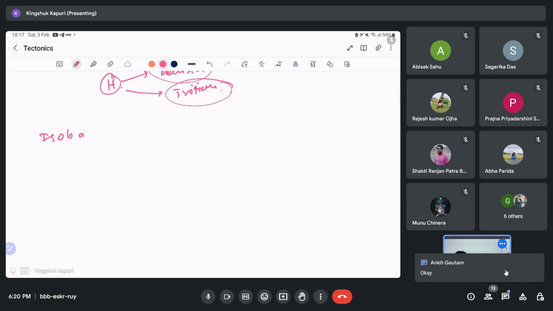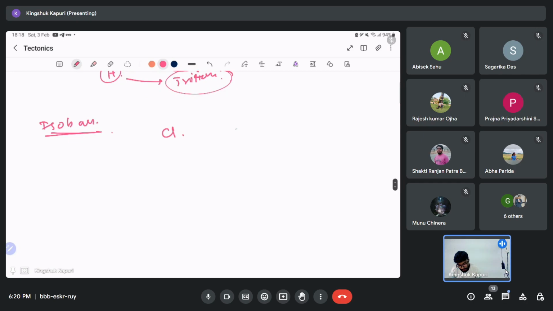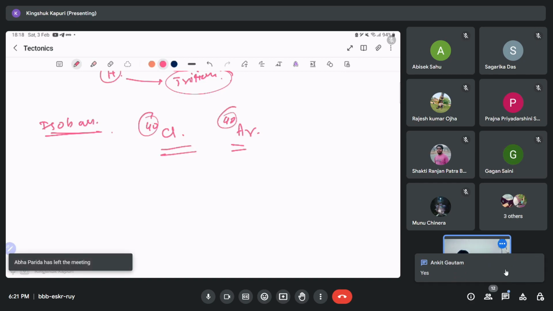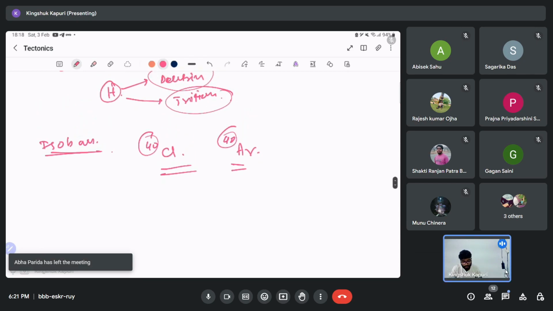And isobars. In the case of isobars, the elements are different. It may be, for example, not hydrogen, it may be chlorine, it may be argon, right? But the nucleons, that is the mass number, is the same. There may be a mass number of 40 for chlorine and also 40 for argon. So the atomic number tends to be different, but the mass number tends to be the same. So these are isobars. Okay, so coming back to the point.